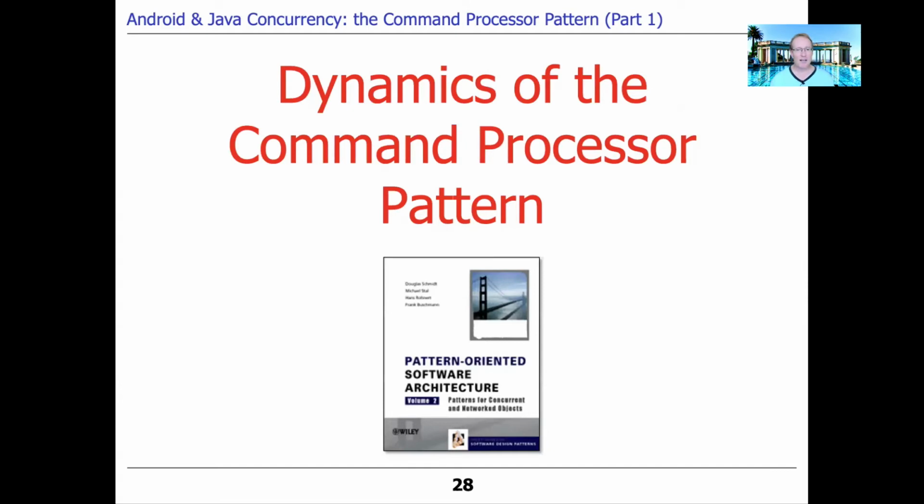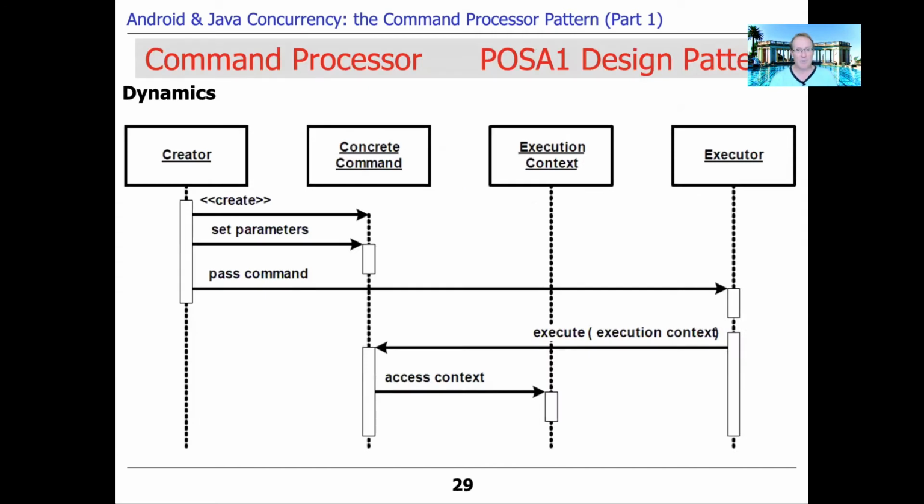So now that we've talked a bit about the structure of the command processor pattern, let's talk somewhat about its dynamics. In other words, how do different pieces talk to each other and call each other? So here's a diagram that illustrates this.